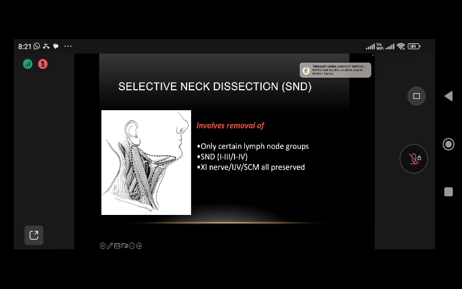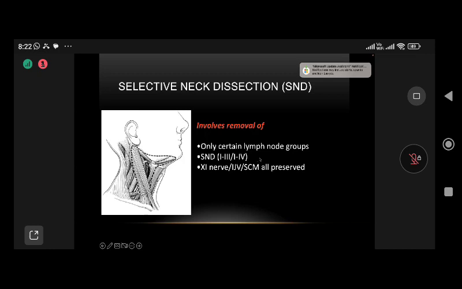Now, a selective neck dissection involves the removal of only certain lymph node groups. As you are aware, 5 lymph node levels are what are at risk from oral cancers, level 1 to 5. Generally, what we do is a selective neck dissection where only certain lymph node groups are removed. These are not berry picking. You cannot just pick up lymph nodes from these levels. You have to remove all the fibrofatty tissue in this group of lymph nodes, and that is called a selective neck dissection. And then you have to mention the levels that you are removing. It's either a 1 to 3 or a 1 to 4 neck dissection.